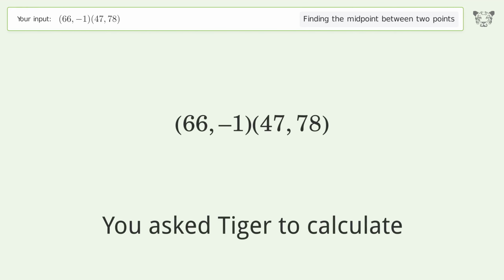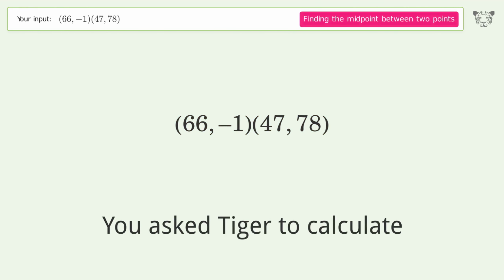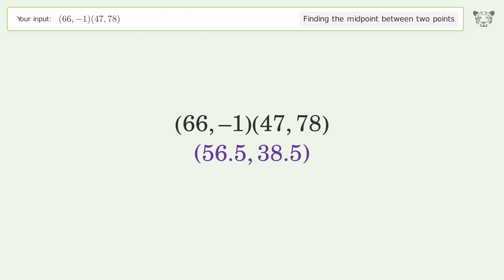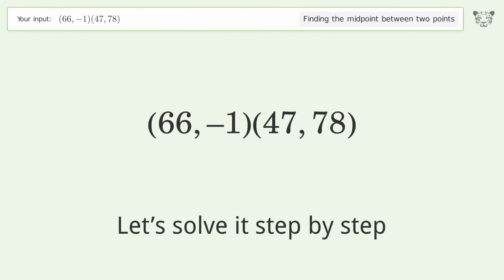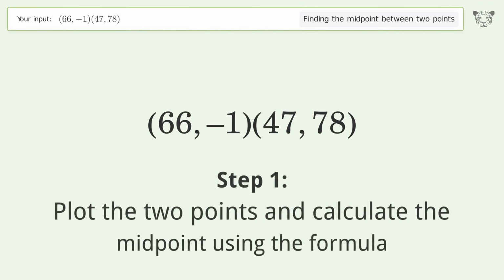You ask Tiger to calculate. This deals with finding the midpoint between 2 points. The midpoint between the 2 points is 56.5, 38.5. Let's solve it step by step. Plot the 2 points and calculate the midpoint using the formula.